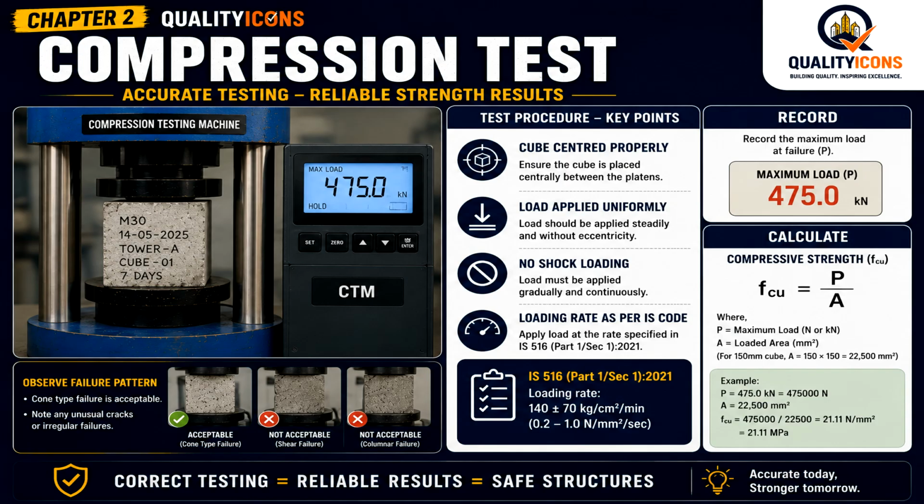Observe the failure pattern. This is also very important. Cone type failure is acceptable. Note any unusual cracks or irregular failures. Acceptable is cone type failure. Not acceptable: shear failure, columnar failure.